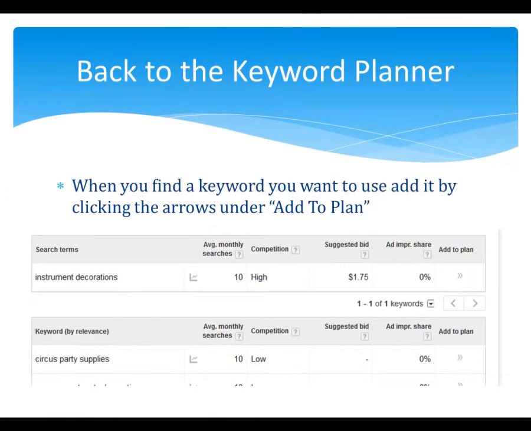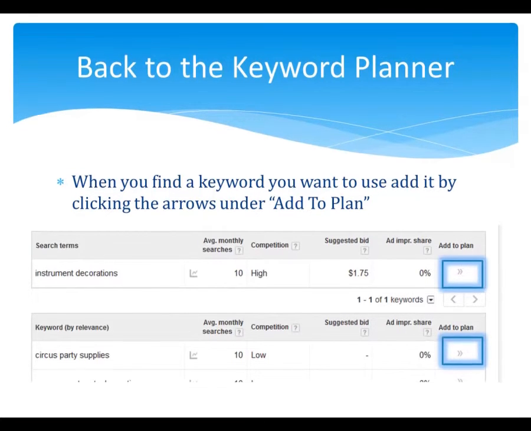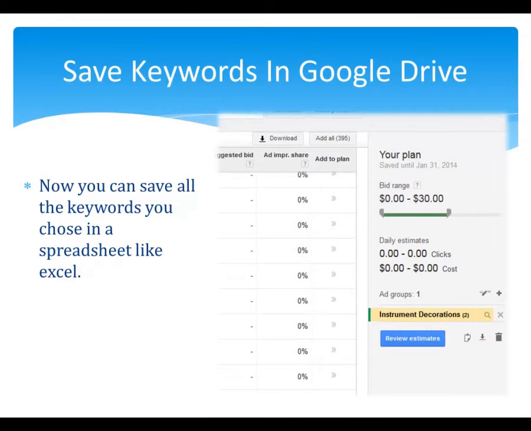So going back to the keyword planner, when you find a keyword you want to use, add it by clicking the arrows under Add to Plan. So this is part of the strategy. See these little two arrows that look like pointy brackets? You click Add to Plan, and it's going to add that to your plan.